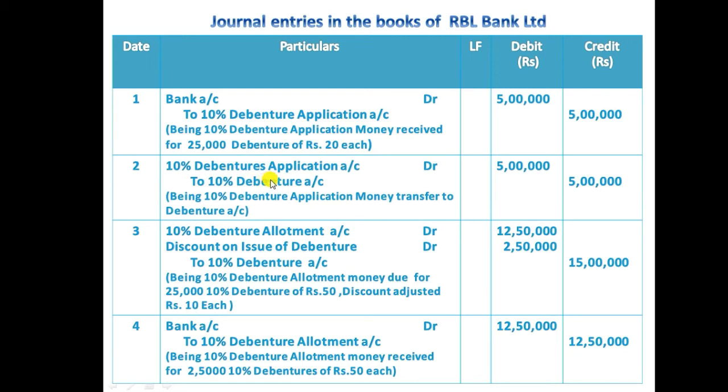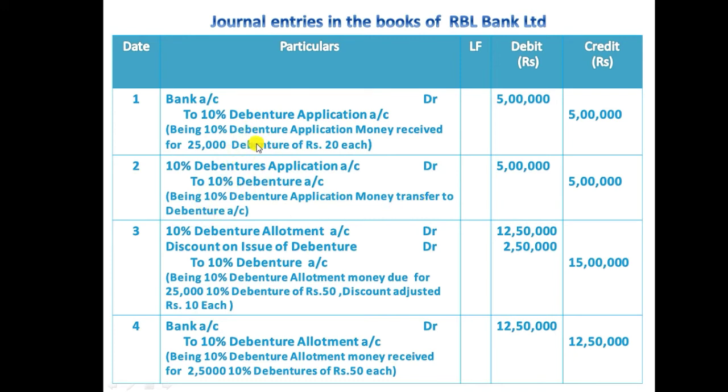Debenture is a liability for the business because it is a loan raised by the company from the public by way of debenture. So loan is a liability for the business. So when liability increases in business, we need to credit it according to the American approach, and we should write the narration being 10% debenture application money transferred to debenture account.